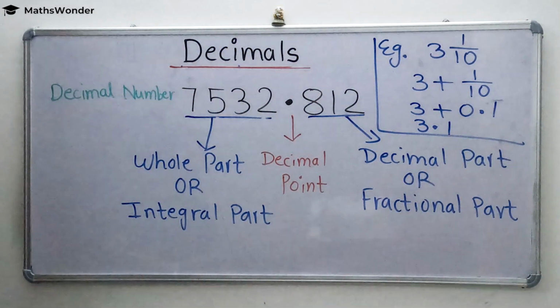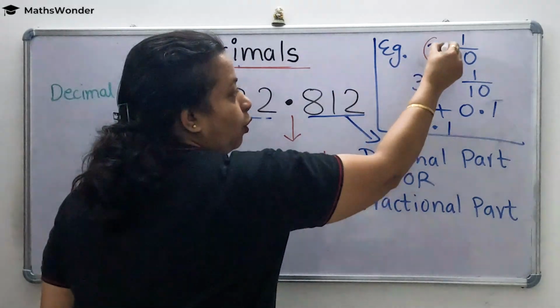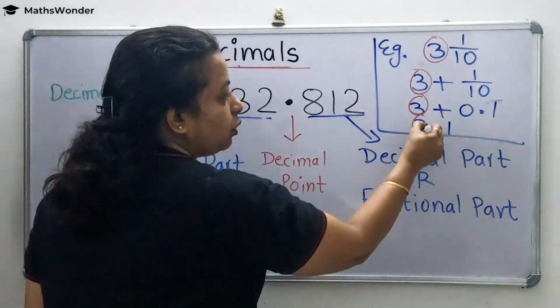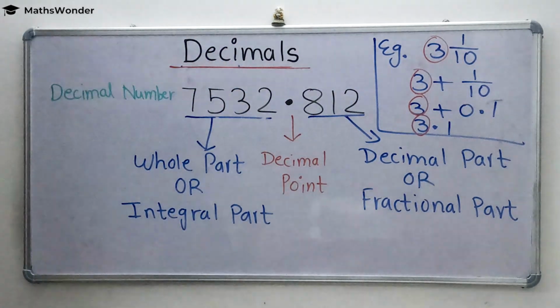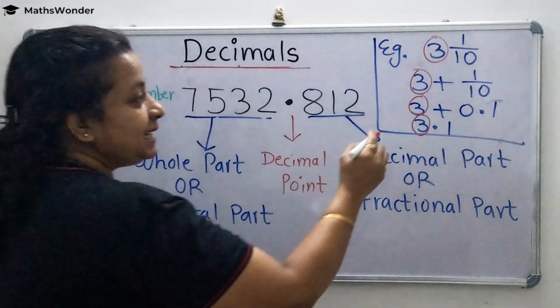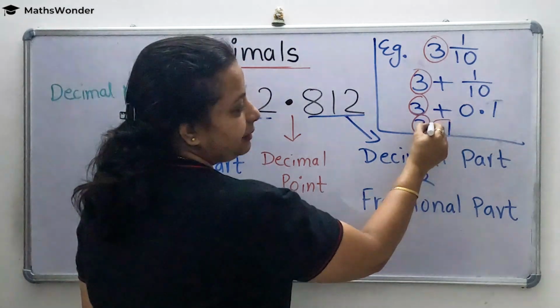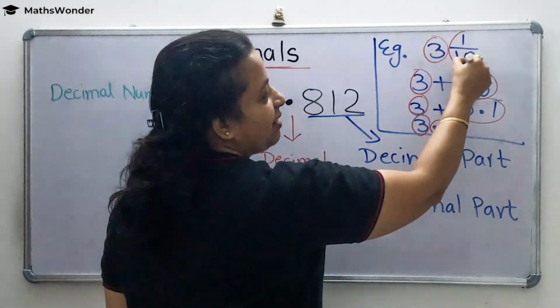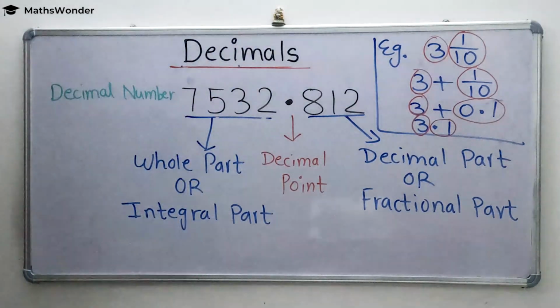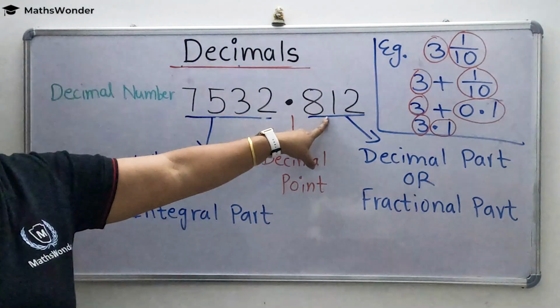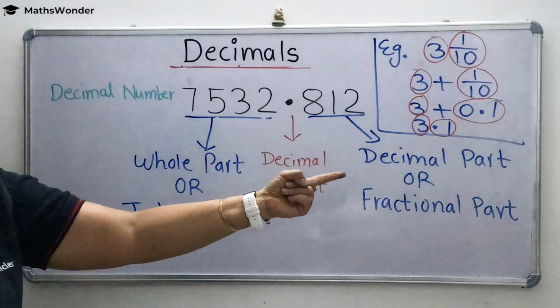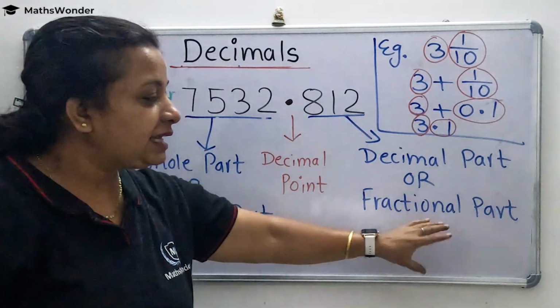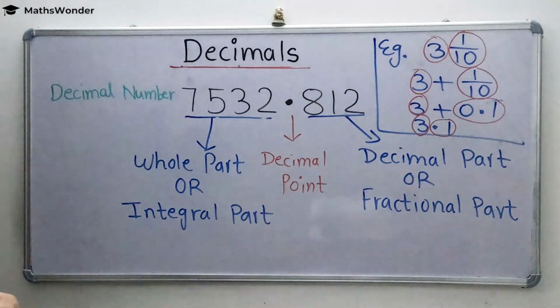So see, this 3 is the same whole, it has never changed, right? But see, this part, 0.1, we have written in the fractional form. That's why the number after the decimal we can convert into a fraction, so we can call it a fractional part or decimal part. Understood the concept of this?